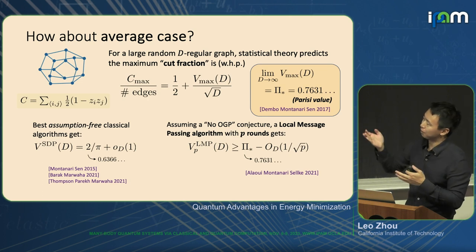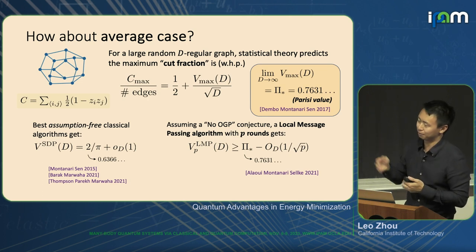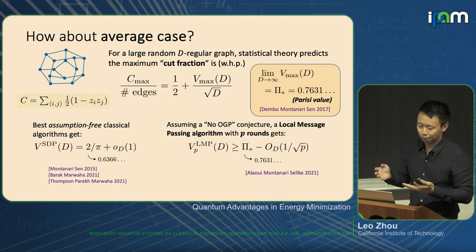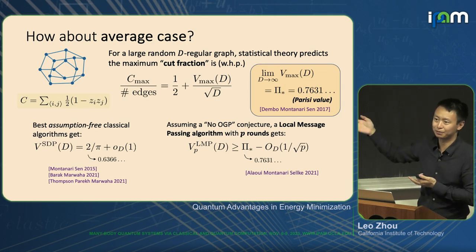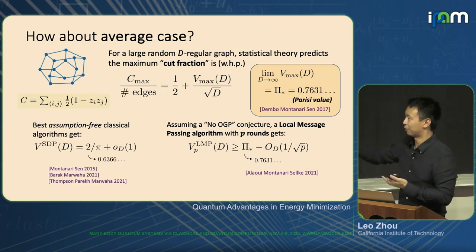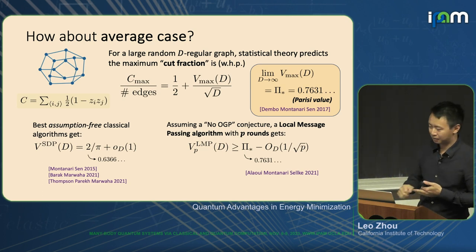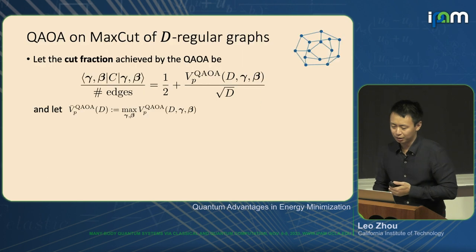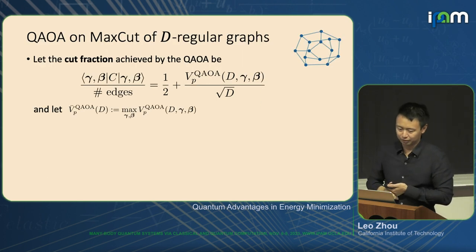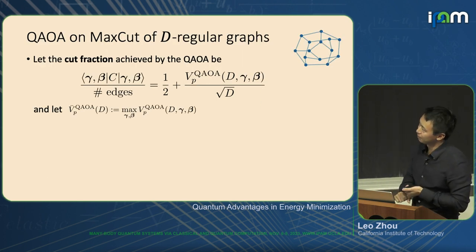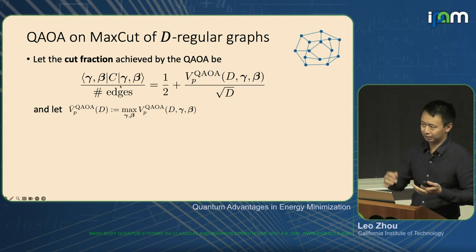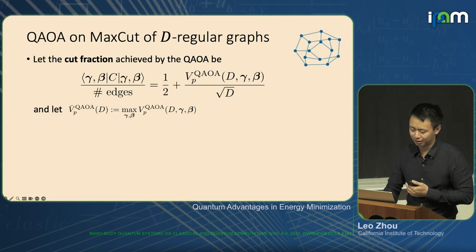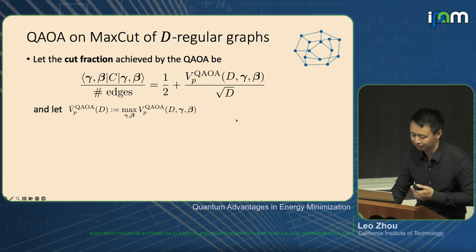As I said earlier, the SDP algorithm is really the best for the worst case guarantees, but as you can see, it's not optimal. Low-depth message passing, assuming this conjecture, actually does better. So, what about the quantum algorithm, the QAOA? You can do a similar calculation, and again rewrite the cut fraction as one half plus the number that we care about divided by square root of d.